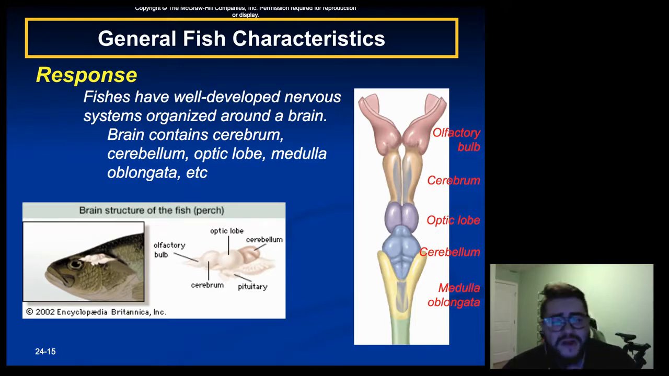Response system, we're talking like nervous system stuff here. Fishes have really well developed nervous systems with a brain containing some common anatomical parts that are very similar to your brain, right? In your brain, you have a cerebrum, a cerebellum, an optic lobe, a medulla oblongata, etc. They're just bigger at different areas, especially in the frontal lobe. You can see how simple it is, but also complex in terms of the animals we've been talking about so far this year.